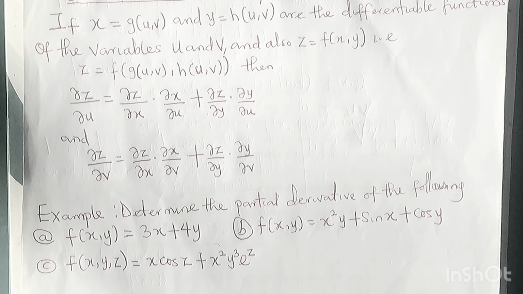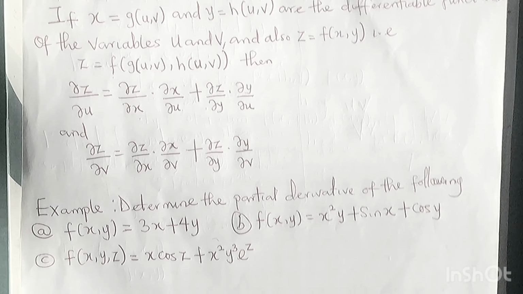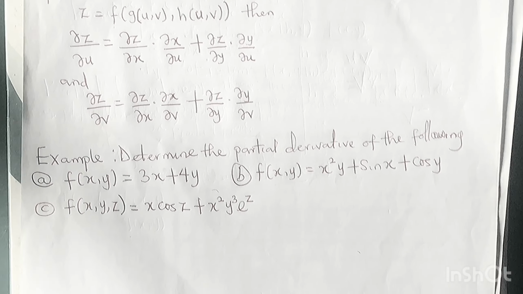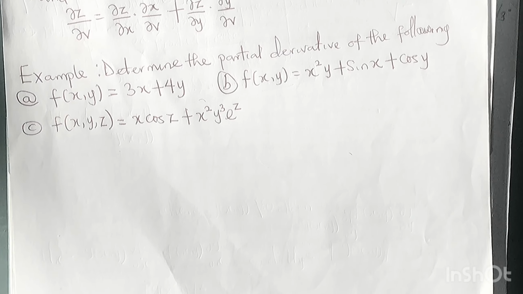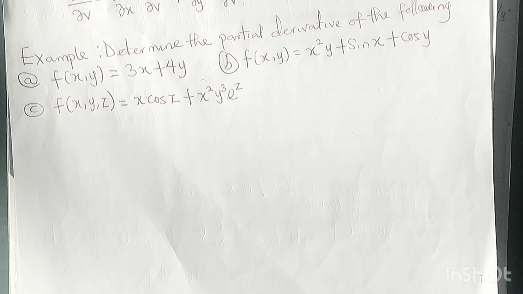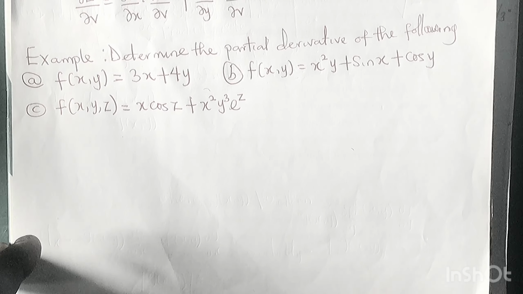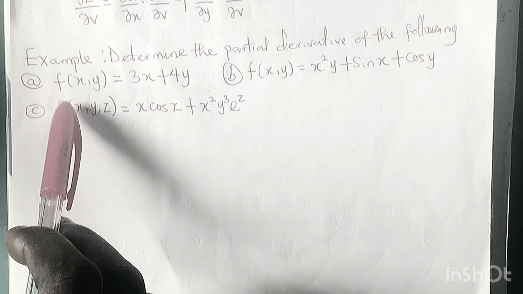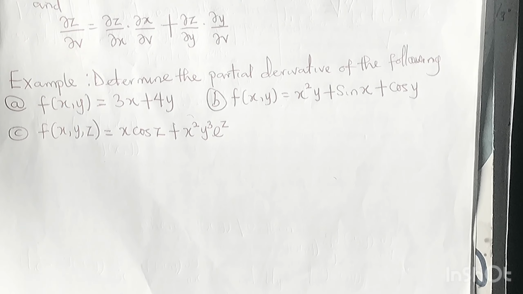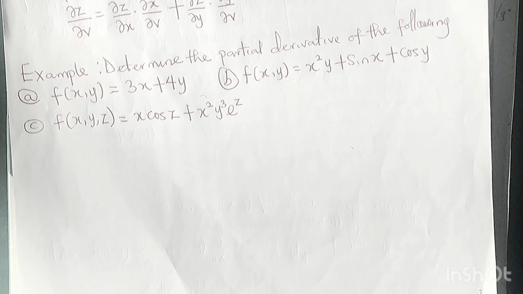All right, so let's see example 1. They said determine the partial derivative of the following. We want to determine the partial derivative of the following function. And how are we going to do that? Very simple. Just follow me as we go together. Now, when they say find the partial derivative, here you have x and y. That means you are to do ∂f/∂x, and you have to do ∂f/∂y. Are you seeing that now?